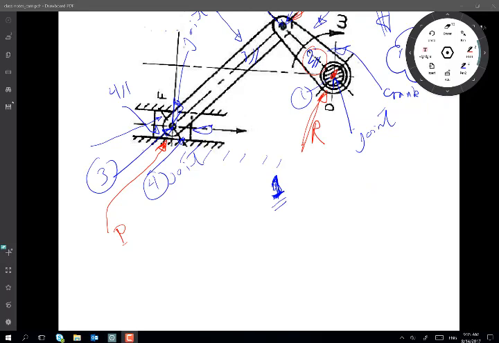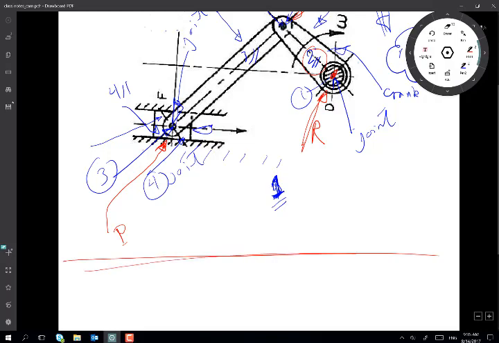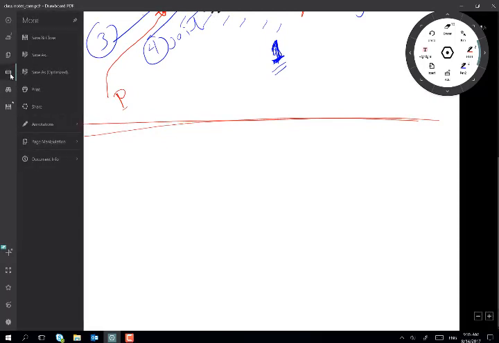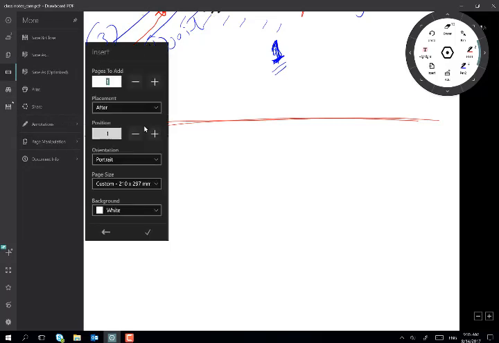Another thing I need to discuss at the moment is to look more into those joints and what kind of motion they allow. So let me, for a second, insert another page into my presentation.